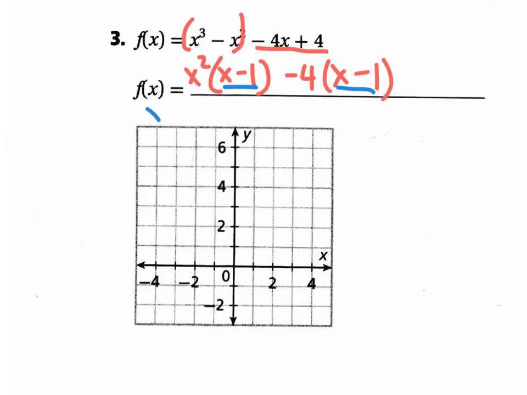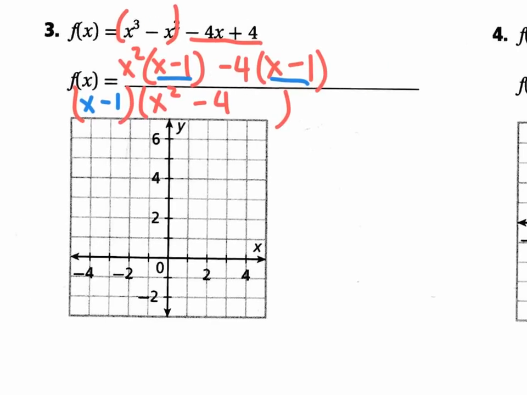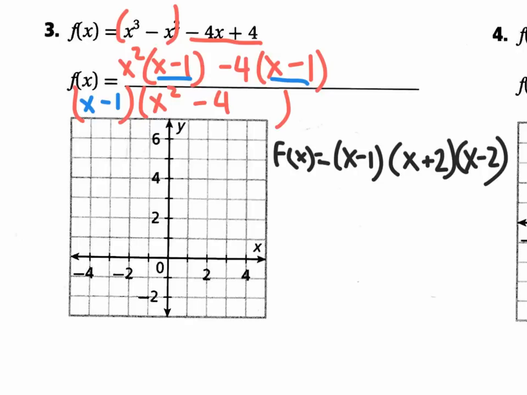So what I want to do is pull out the x minus 1, and if I pull out that x minus 1, what's going to be left on the inside? You're going to have x squared minus 4. Of course, you could continue factoring the x squared minus 4, so that's going to give us a final factored form answer of x minus 1, x plus 2, x minus 2.